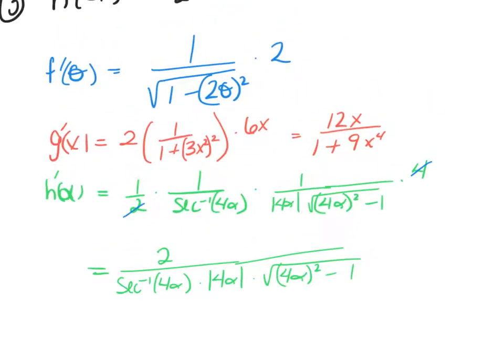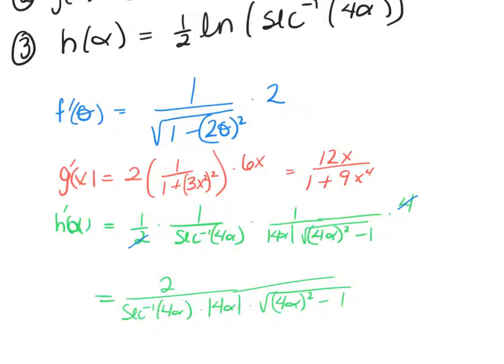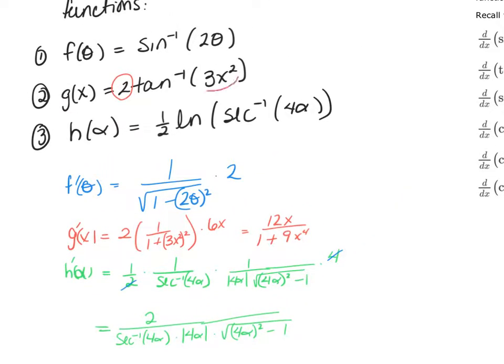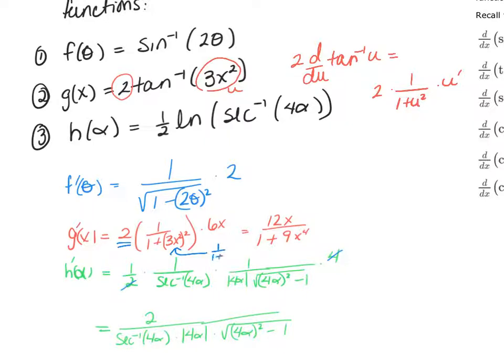So going back up to number 2, let's start back up here. This is my u. So 2 is just a multiplier, so if I'm asked to do du of the tangent inverse of u, then the 2 is just going to be a multiplier. The tangent inverse is 1 over 1 plus u squared, and then the derivative of u. So 2 being my multiplier here, this is the 1 over 1 plus u squared, and then this is my u prime.